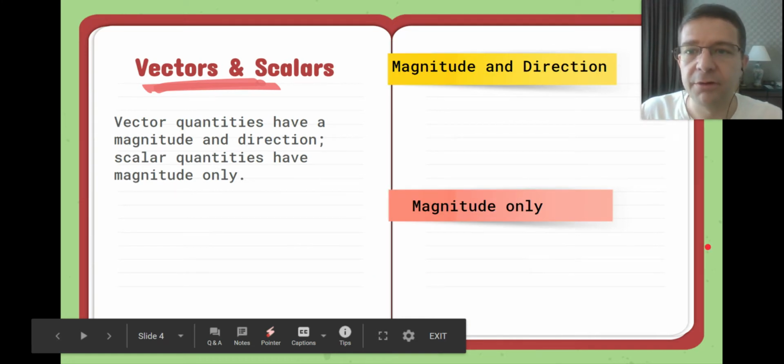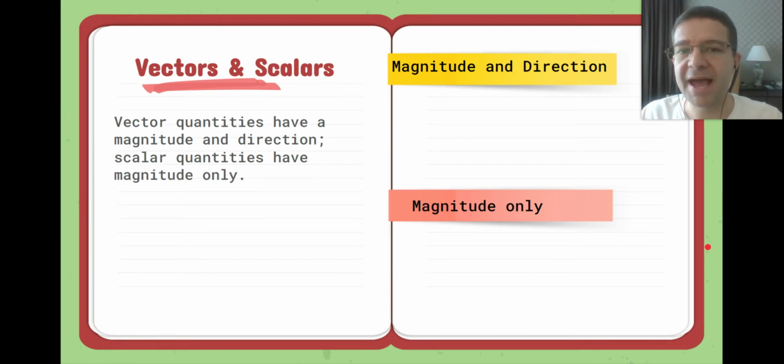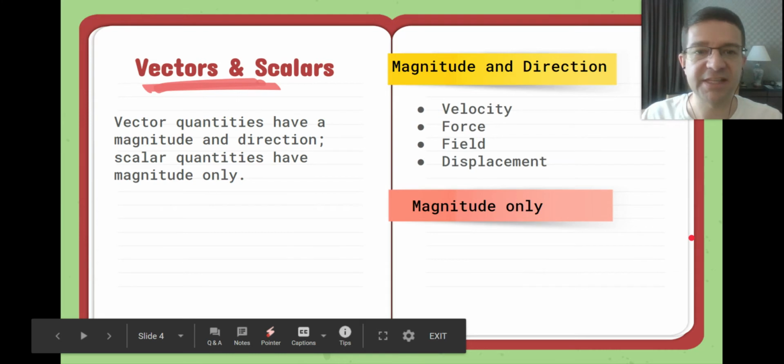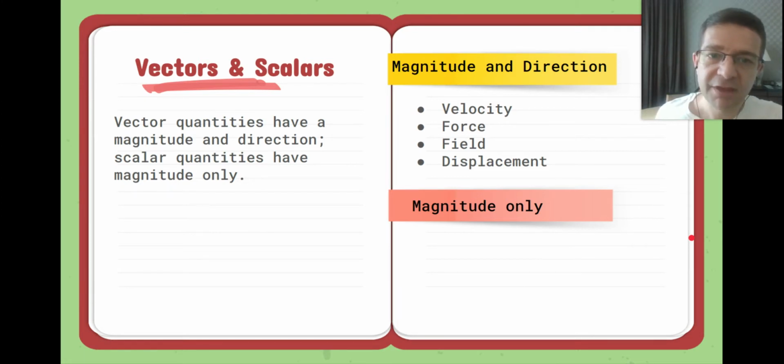When we talk about quantities of motion, it is important to distinguish between vector quantities and scalar quantities. Vector quantities are quantities that have both a magnitude and a direction, and scalar quantities have only a magnitude. Here's some examples from across physics. So for vector quantities, we have things like velocity. You can move 5 kilometers an hour to the north. Force, you can push with 10 newtons down. Field, you can have an electric field strength that points to the east. And displacement, you can move 10 meters to the right.